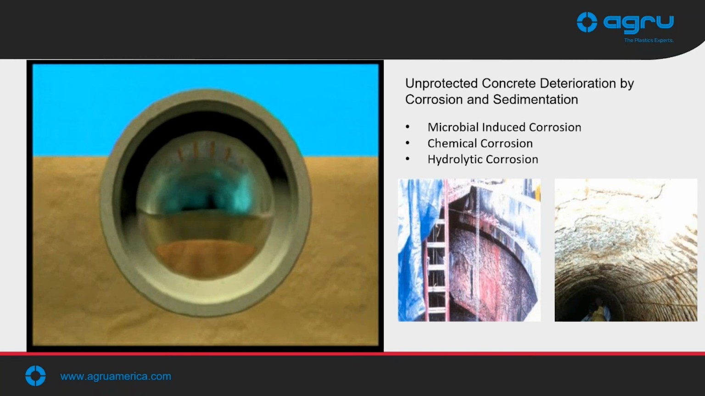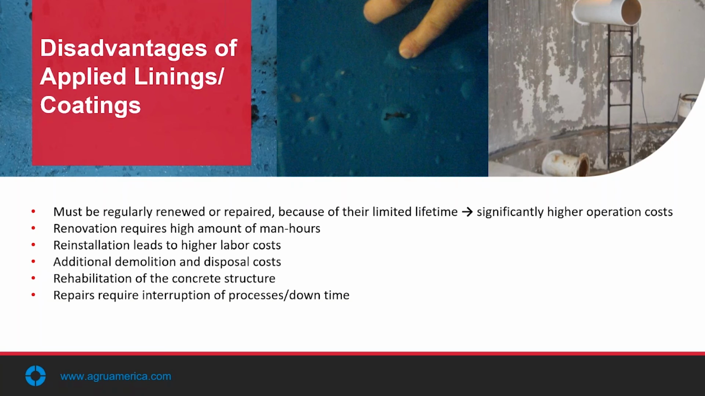In addition to that, we also have chemical corrosion in containment facilities, which are containing acids and salts and other corrosive environments, and hydrolytic corrosion as well. Moving on to product features and how we can protect against this. There are two basic ways. There are different types of lining or protection that we can use.